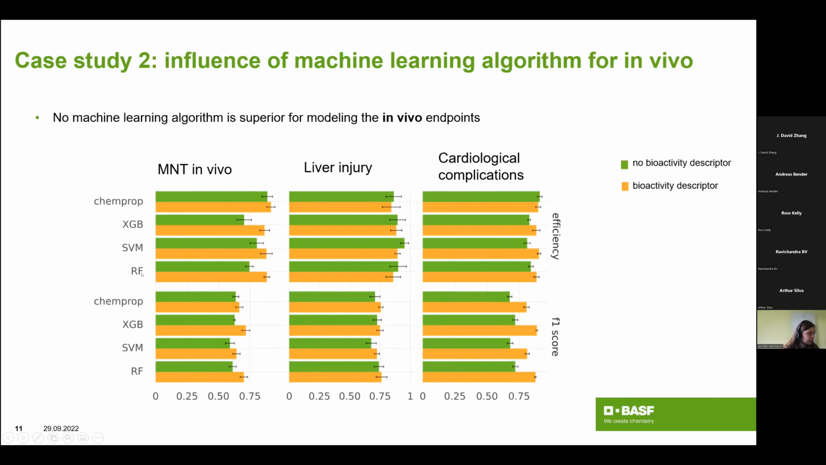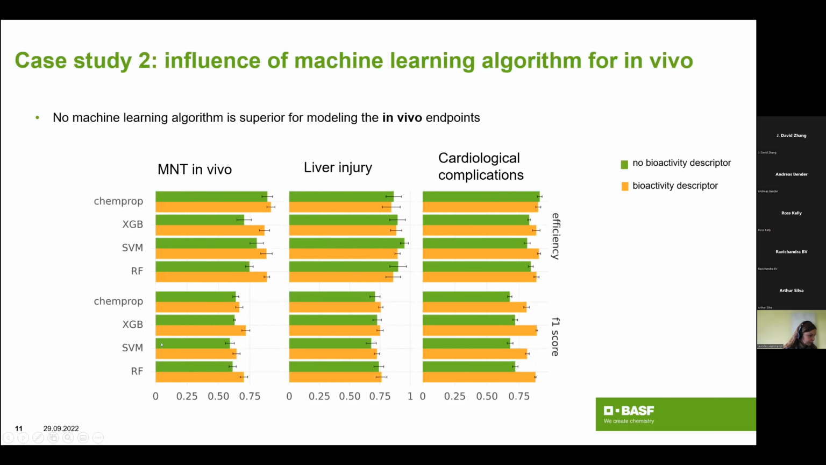So for the micronucleus assay, down here, it's the F1 score. For most of the models, we could improve the prediction with the bioactivity descriptors for MNT, and especially here for the cardiological complications. The same goes for the efficiency. For the cardiological complications, it was more pronounced than for the MNT. Again, for the liver injury, we unfortunately didn't see any improvement with the bioactivity descriptor. And so overall, the pattern was the same, but unfortunately we don't really see a large improvement depending on the algorithm that we use.